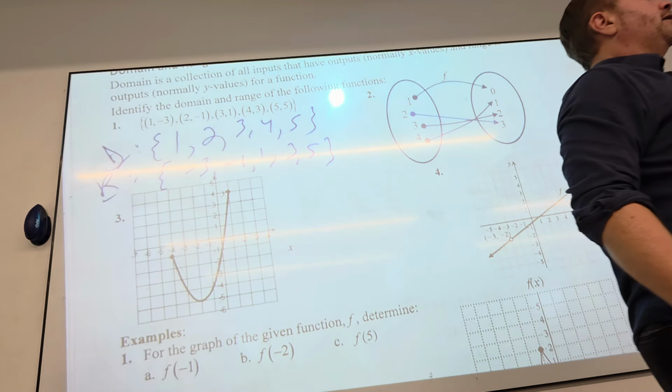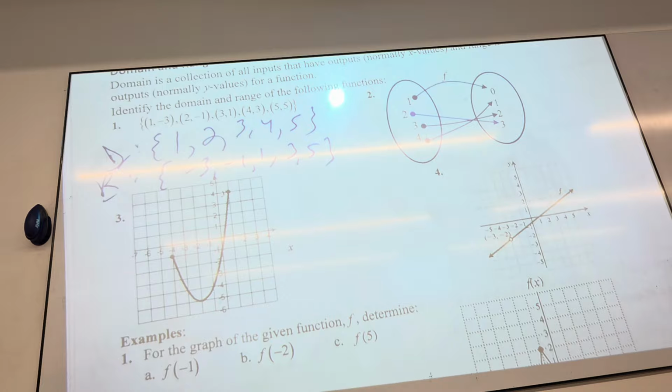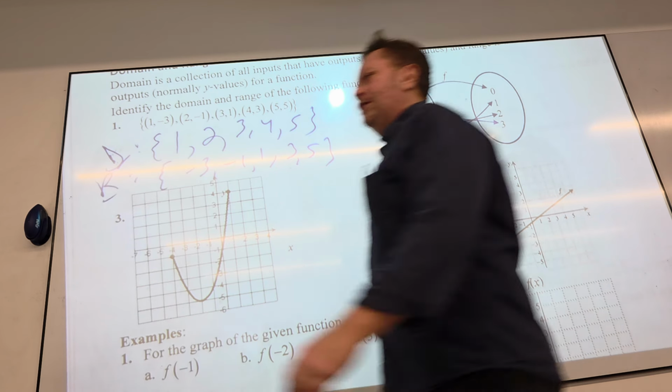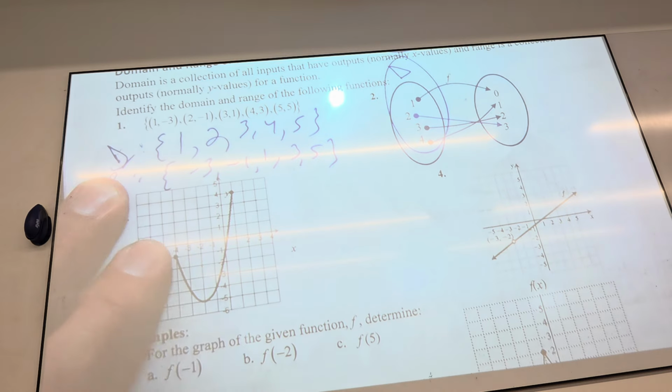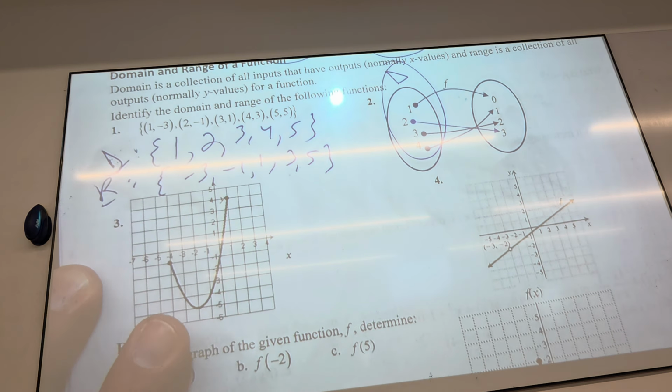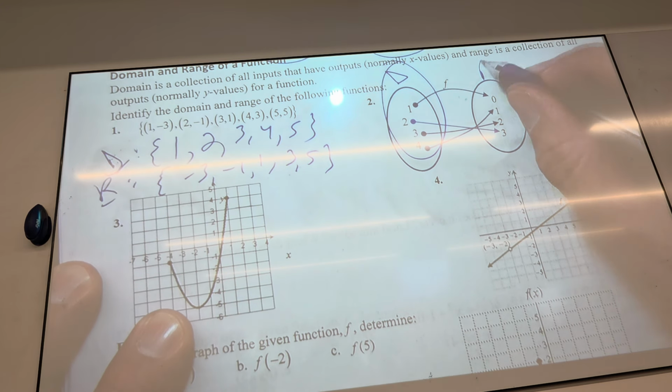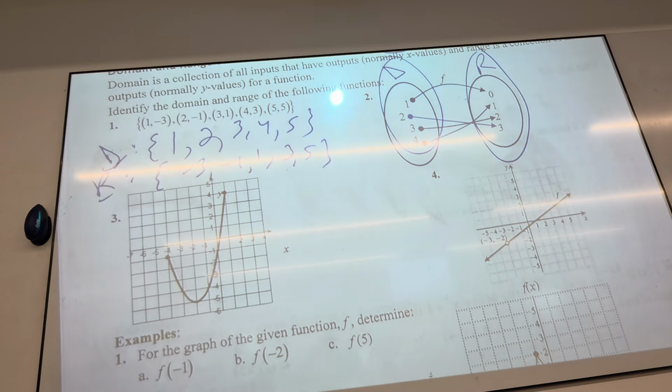Number 2 is kind of silly. What's the domain in number 2? 1, 2, 3, 4. I've already put them together for you, right? So if this is on a quiz or something, I would just put D. And what's the range? 0, 2. R. Okay, that's the domain and the range.